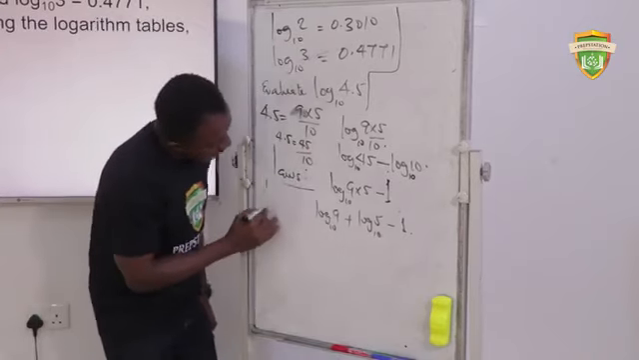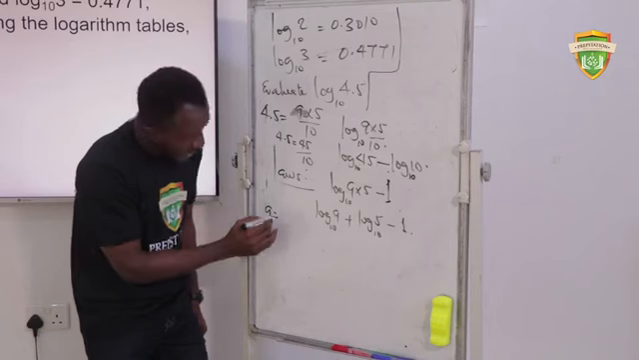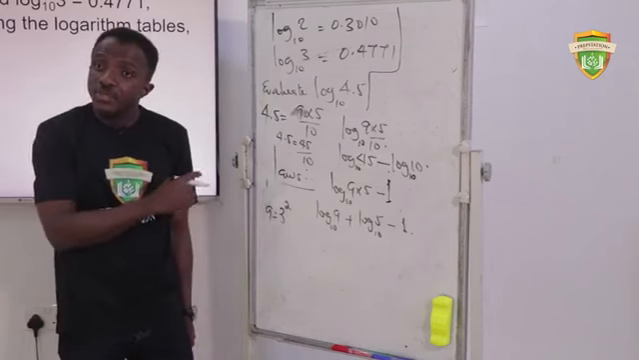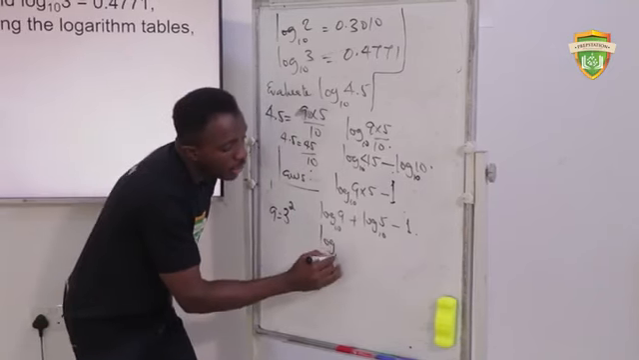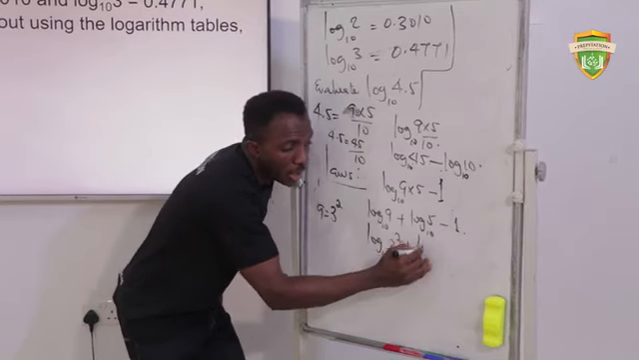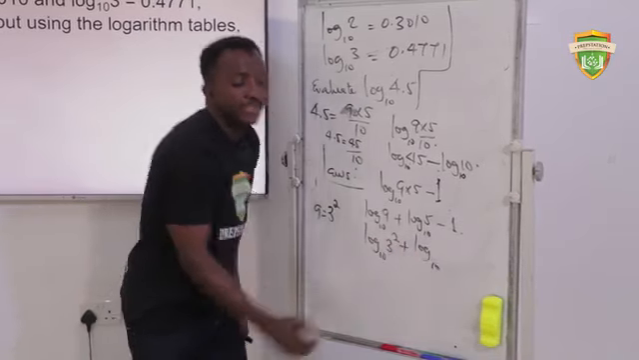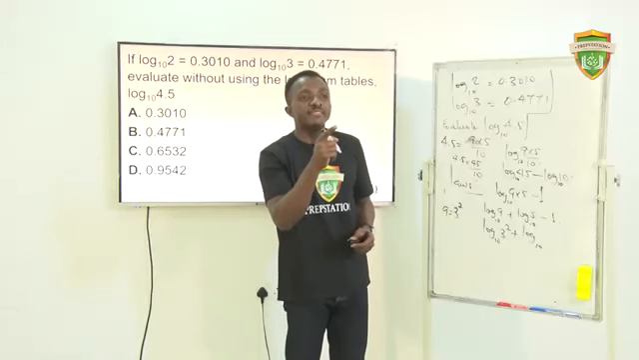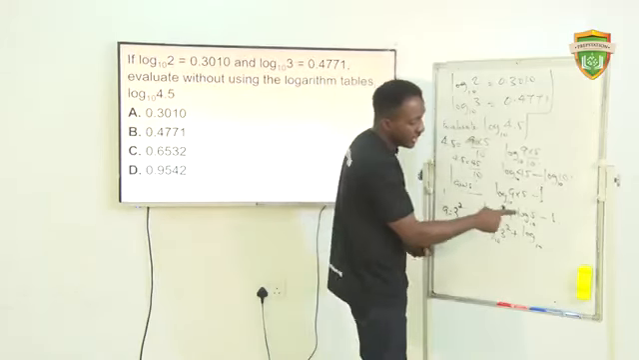Now listen, 9, if you remember, is 3 raised to the power 2. 3 squared gives you 9. So we're going to have log 3 squared to base 10 plus log, I want to do something here. Now because we don't have log 5, remember that 5 is, can you see this?